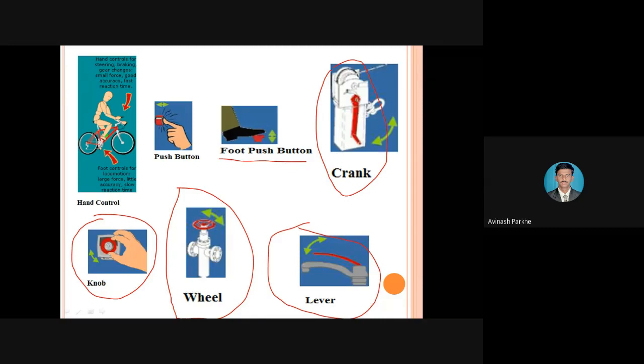What is the requirement? Wherever such control devices are provided, all of them should be easily accessible and easily operable by the operator without any fatigue or stress. Therefore, all those control devices should be designed as per ergonomic considerations or the requirements of the operator. So these are the different types of control devices.